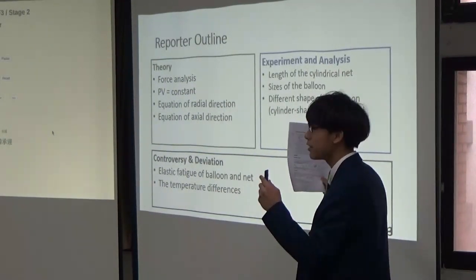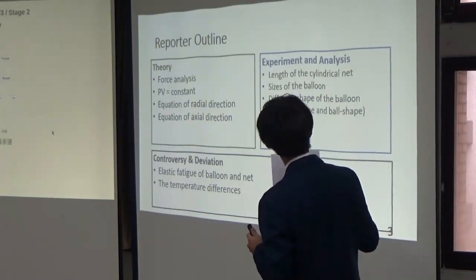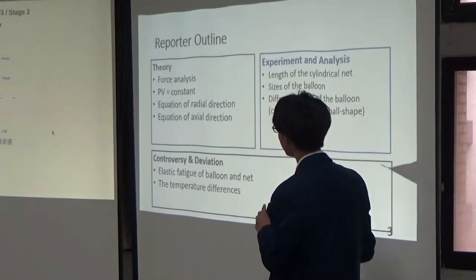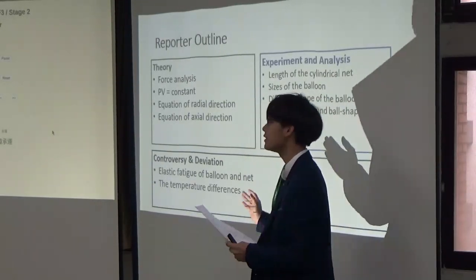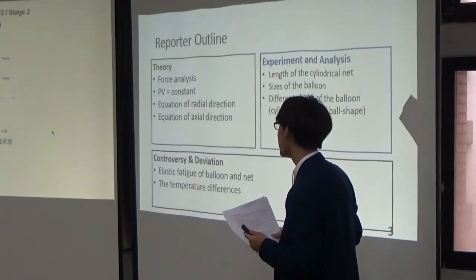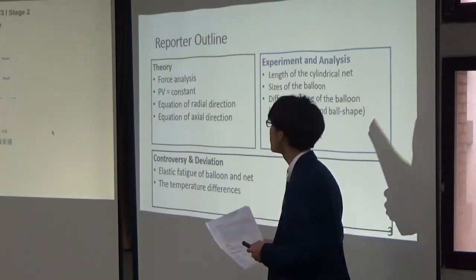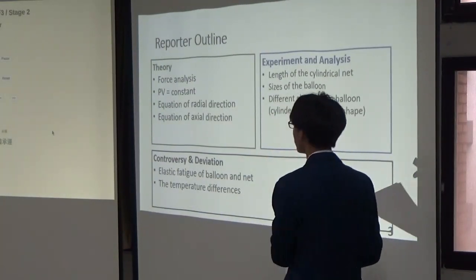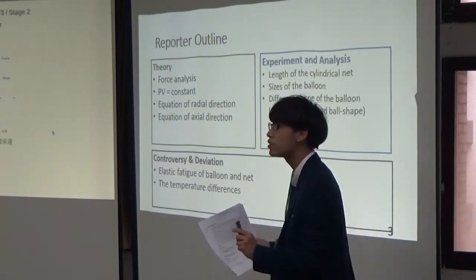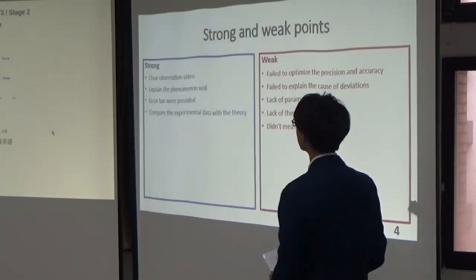Size of the balloon is divided into a circle and cylindrical shape. And for 2 and 3, they are the same. And for controversy and deviations, the opponent believes that there might be elastic fatigue of the balloon and net when the reporter conducted experiments. And the temperature differences could also cause some deviations to his theory or to his experiments.